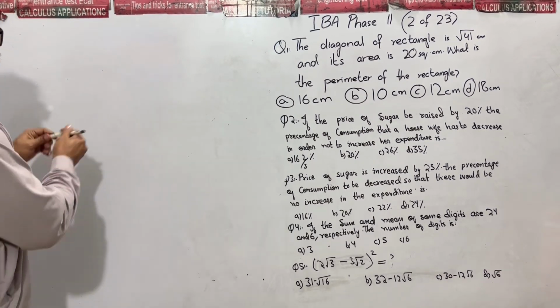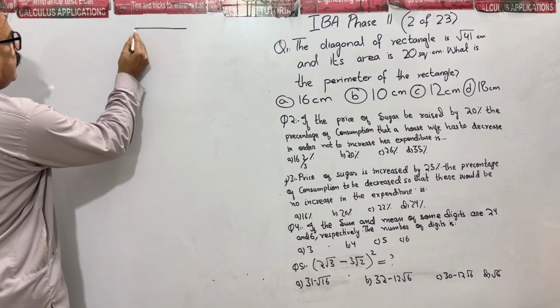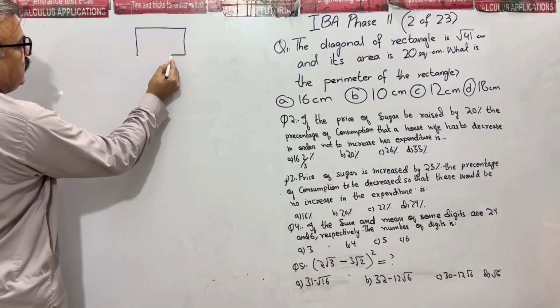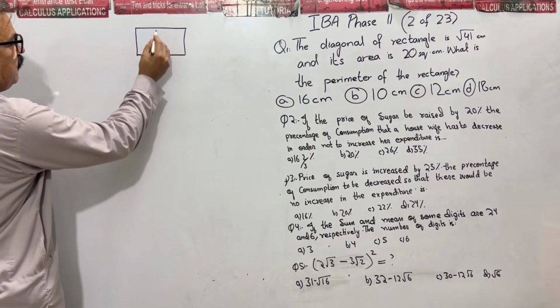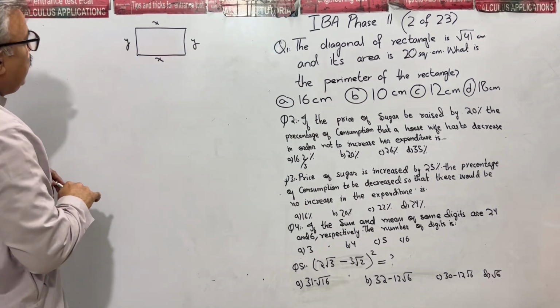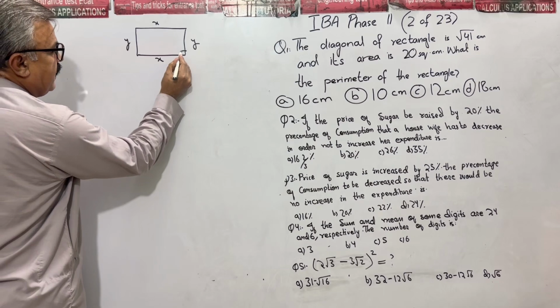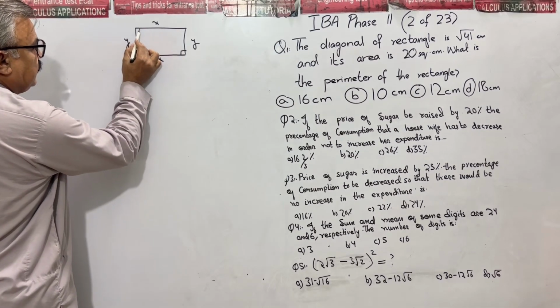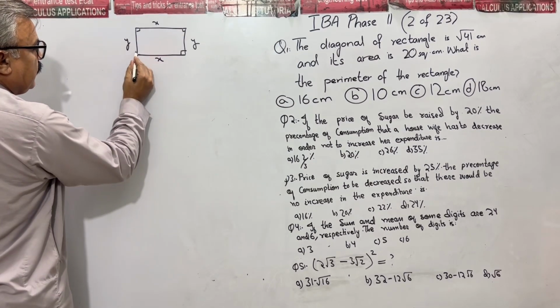a rectangle. Opposite sides are equal and each angle is of 90.